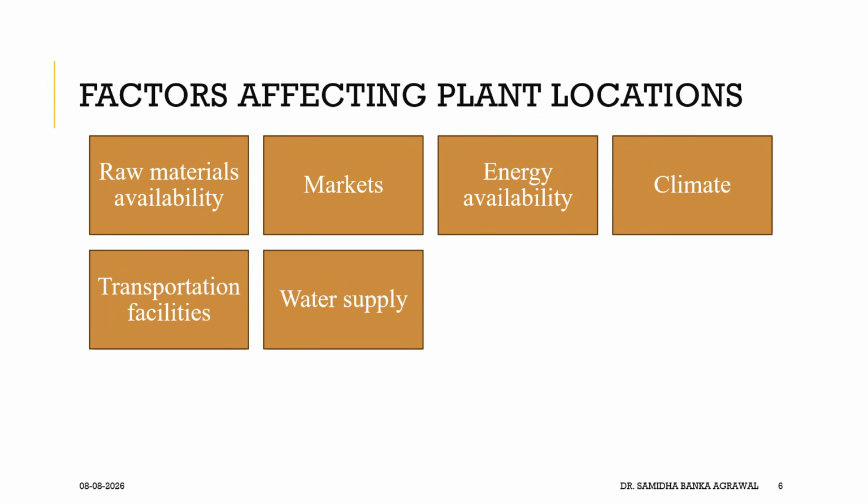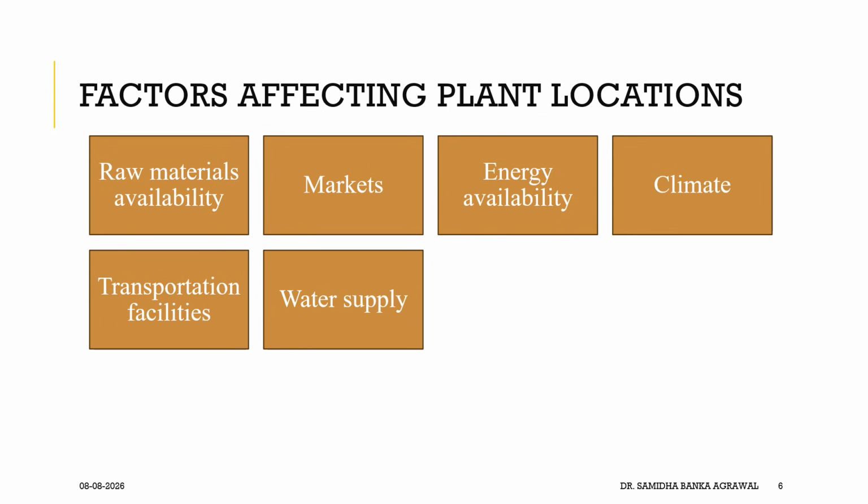So you should have raw material easily available. To quote an example, let us suppose I need to put up a tea manufacturing plant. Is it advisable to have a tea manufacturing plant in Gujarat? No, because tea leaves are not produced in Gujarat. Tea leaves are produced either in northeastern states such as Assam or in southern states like Tamil Nadu.